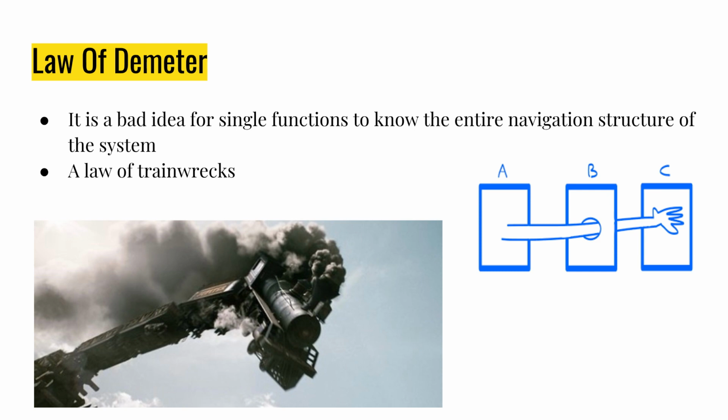So what does the Law of Demeter tell us? It tells us that it's a bad idea for a single function to know the entire navigation structure of the system. So when we call something, we should only be able to call its immediate member, nothing deeper, nothing else. So we should operate through properties, through methods in general. We shouldn't know about the internals.